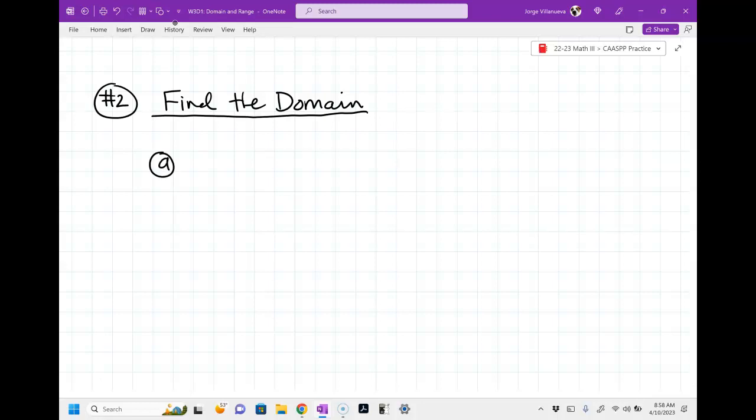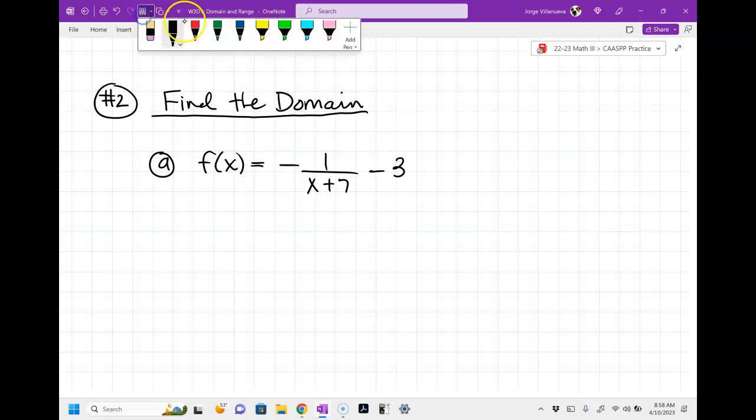This is from your homework. F of x is equal to negative 1 over x plus 7 minus 3. Now, I know the problem looks really weird and complicated, but remember what I told you. Where do I have to focus when there's these fractional problems? What's the important part?